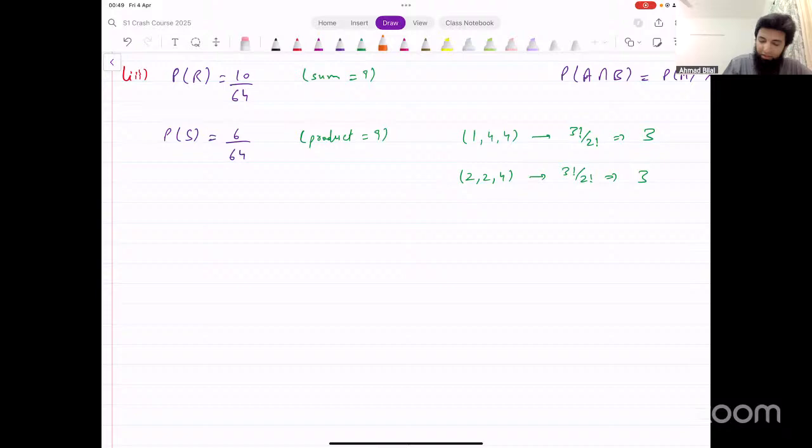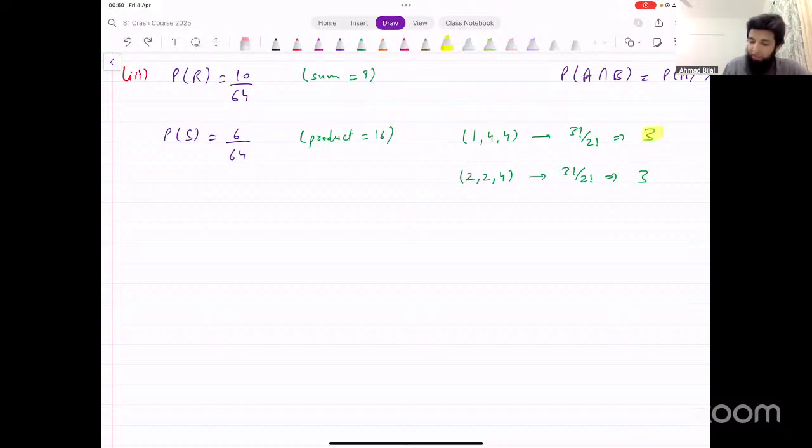In the product being 16, one case is 2, 2, 4. Is the sum 9 here? No, it's not 9. Another case is 1, 4, 4. Is the sum 9 here as well? Yes, the sum is 9 here as well.